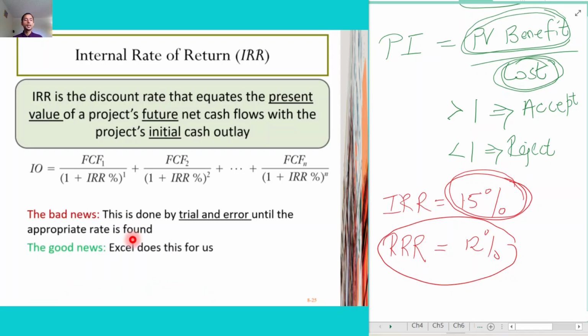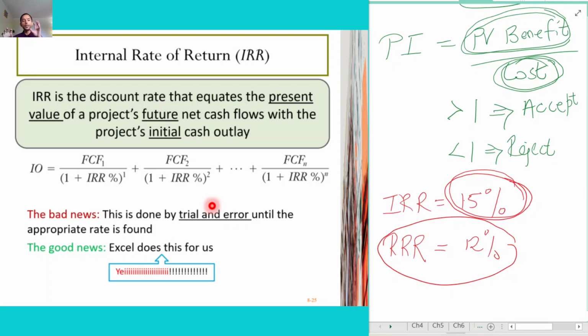But the good news is Excel does this for us. So what you could say to that is, yay! In fact, when I was an undergraduate, that is how I calculated: using trial and error. There used to be these pages with all of the discount rates that you need to use.